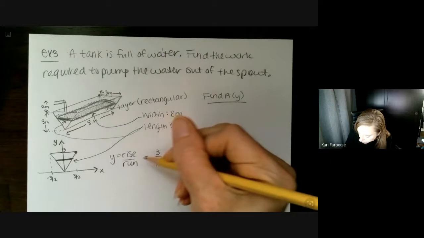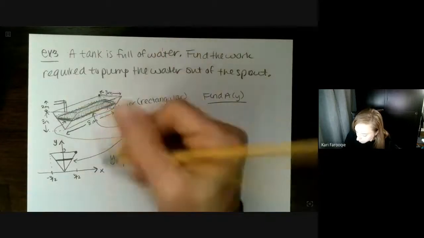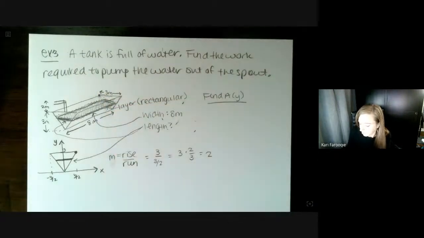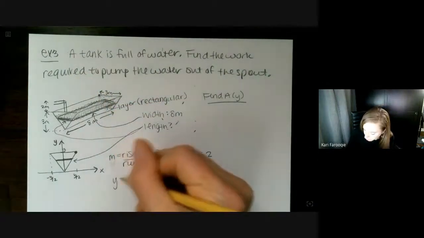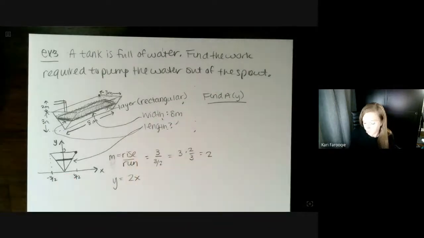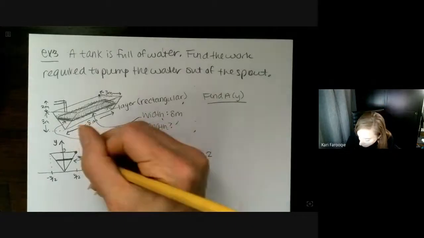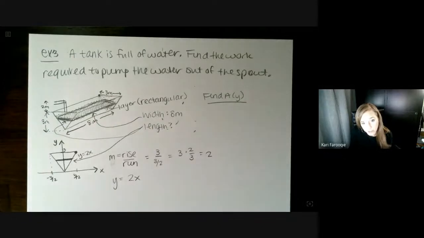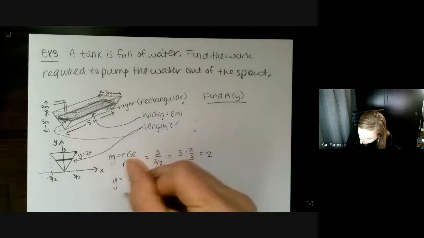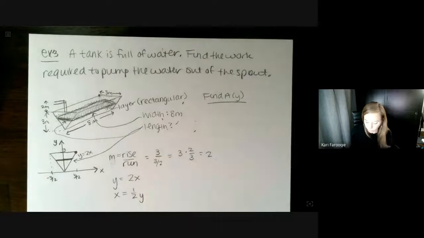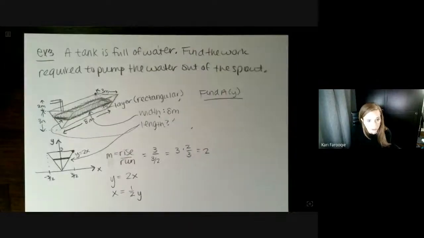So m equals rise over run. Sorry, I am going to use y in a second. So y equals mx plus b. In this case, b is 0. So y is just going to be mx, which is 2x. So this line is going to be y equals 2x. However, I need the area in terms of y. So I'm going to rewrite this as x equals, and then divide both sides by 2. And we'll write this as x equals 1/2 y.